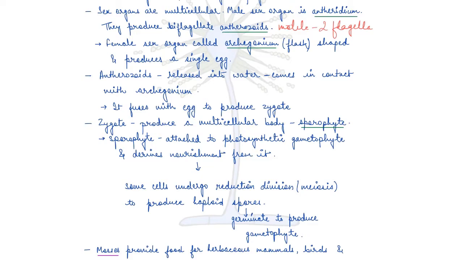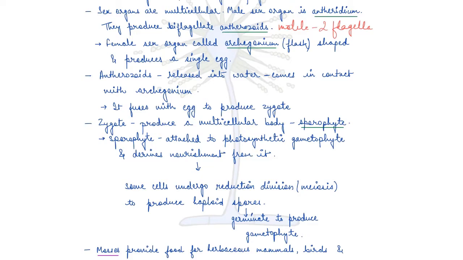Now some cells of the sporophyte undergo reduction division, which is also known as meiosis, to produce haploid spores, and these haploid spores germinate to produce gametophytes again.